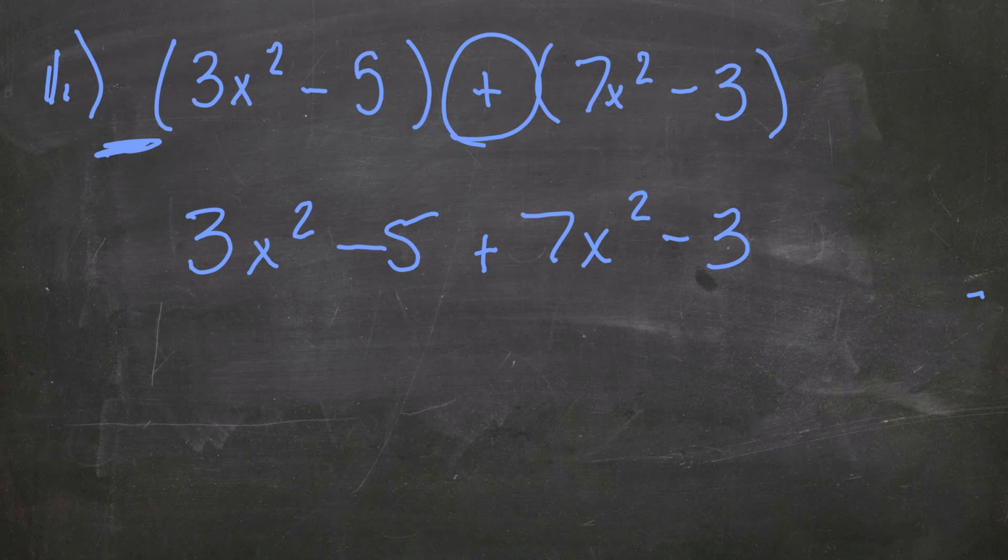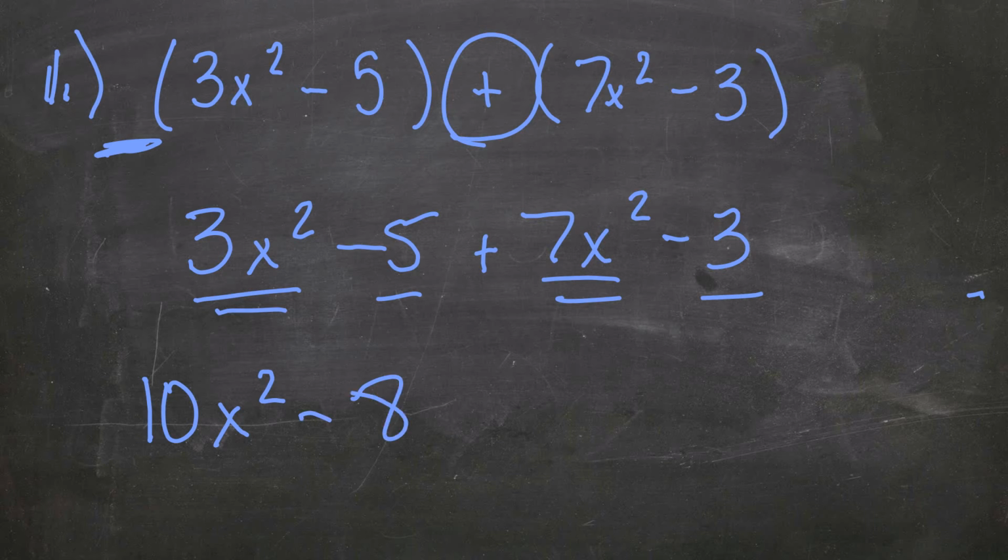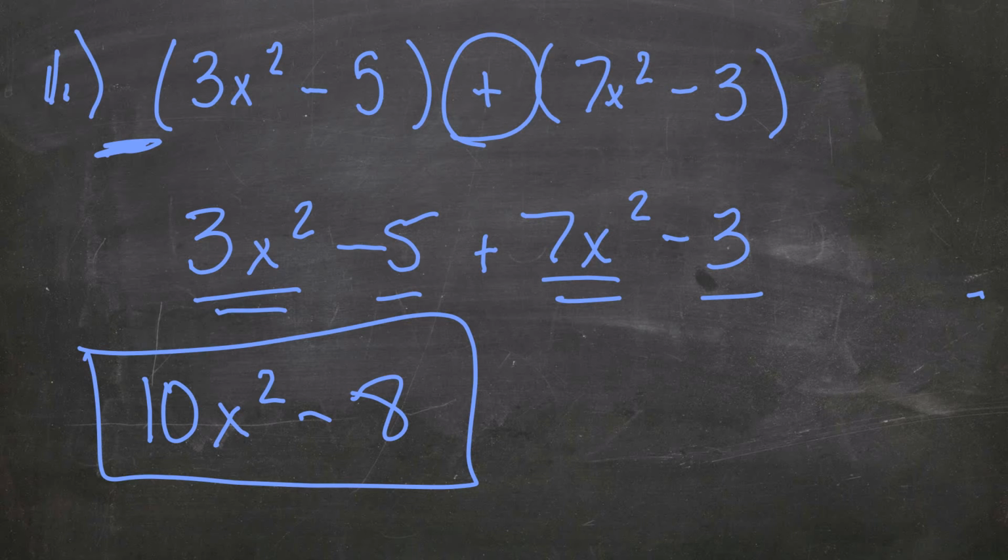Right. Now I just combine my like terms. x squared can be combined with x squared. So 3 and 7 is 10. That's why it's 10x squared. Notice I did not change the exponent. It stays 10x squared. Minus 5 minus 3, together that's minus 8. And that's my final answer.